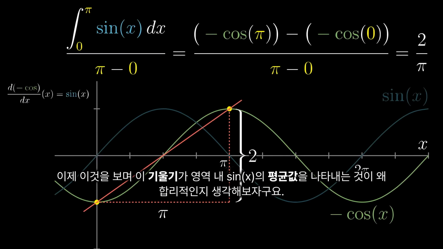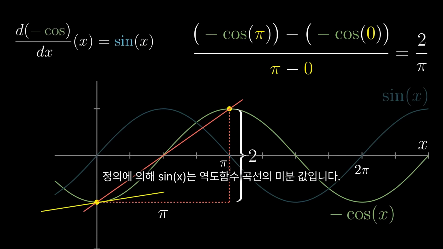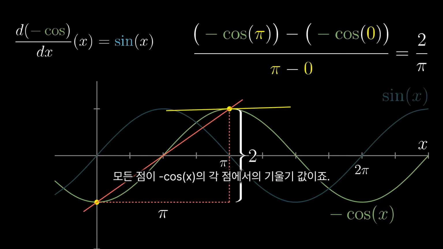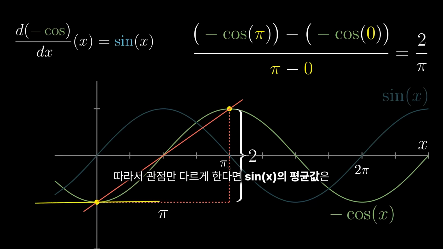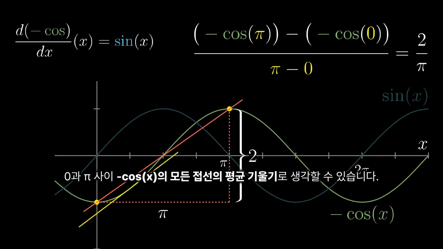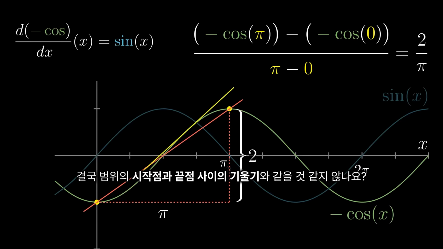And now think about why it might make sense that this slope would represent an average value of sine of x on that region. Well, by definition, sine of x is the derivative of this antiderivative graph. It gives us the slope of negative cosine at every point. So another way to think about the average value of sine of x is as the average slope over all tangent lines here between 0 and pi. And when you view things like that, doesn't it make a lot of sense that the average slope of a graph over all of its points in a certain range should equal the total slope between the start and end points?